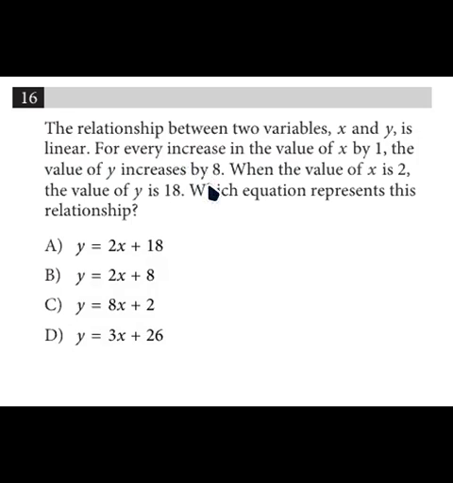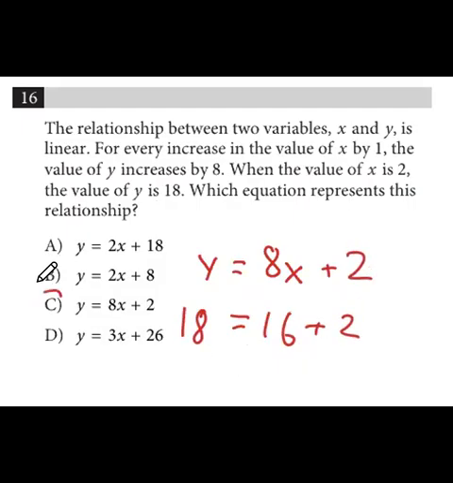Okay, so question 16. There are two variables. For each increase in x by 1, y increases by 8. So that just makes 8x equals y. And then when the value of x is 2, the value of y is 18. So if we plug in 2 for x, we get 16 equals 18. What do we have to add to this to get 18? We have to add 2. So we have 8x plus 2. So the correct answer is C.